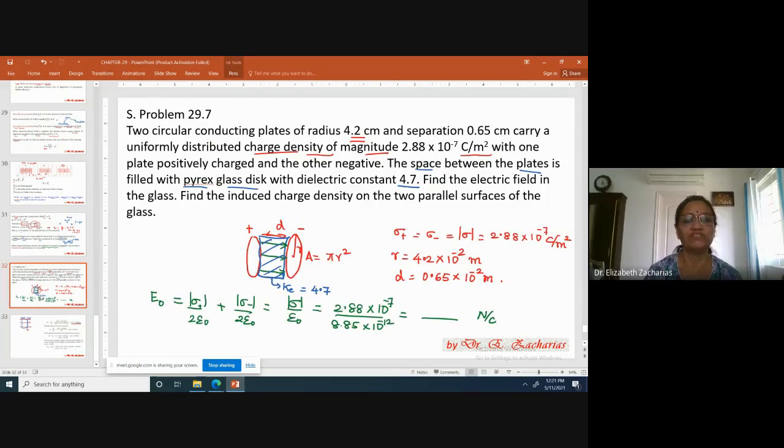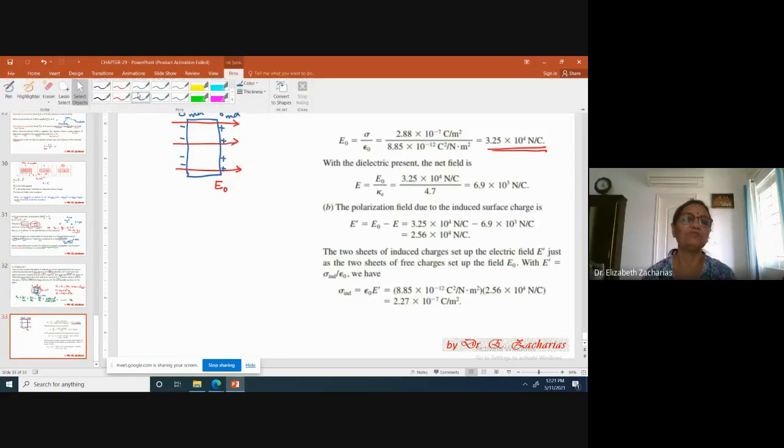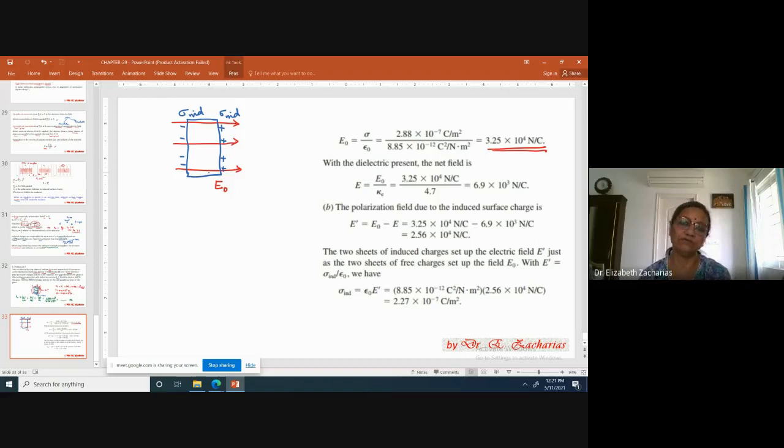Okay. Now, let's go back to that problem. Let's go back to the question and see. Find the net electric field in the glass. What do you expect the electric field in the glass will be? Will it be more than applied or less than applied? Less than applied. So what is going to reduce the field? The field is going to be reduced by the induced electric field, E prime.